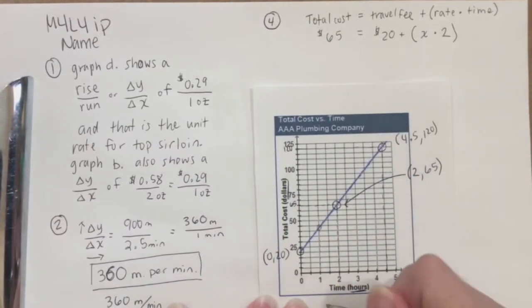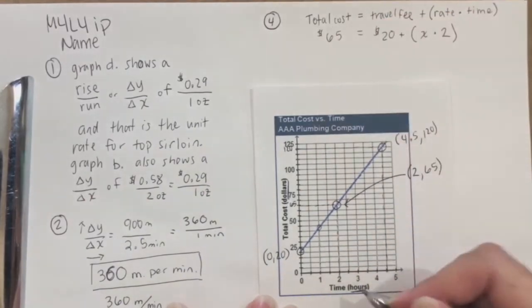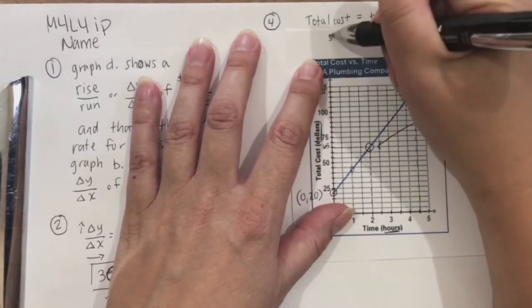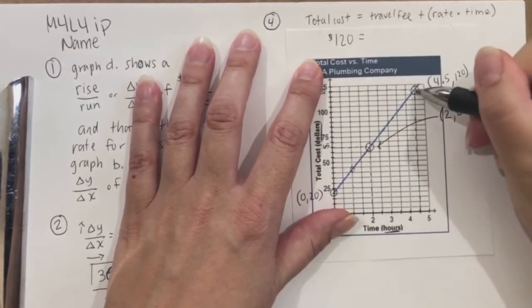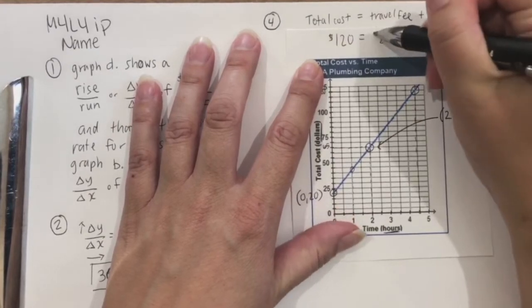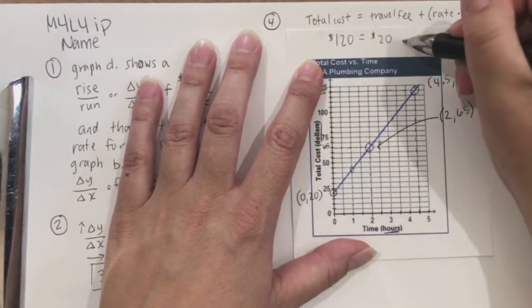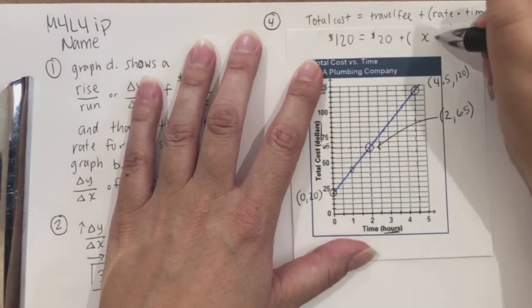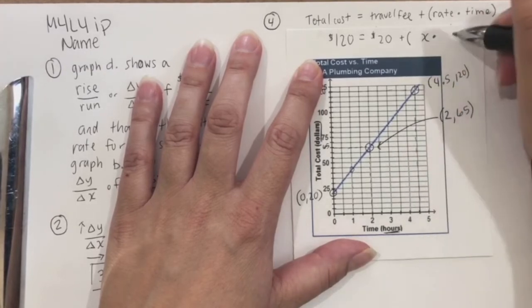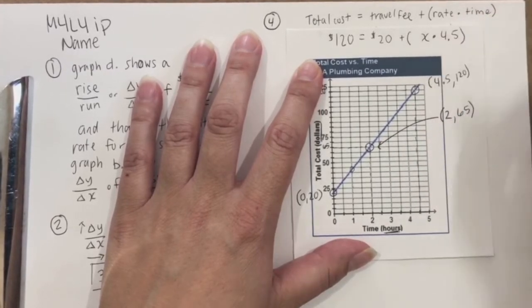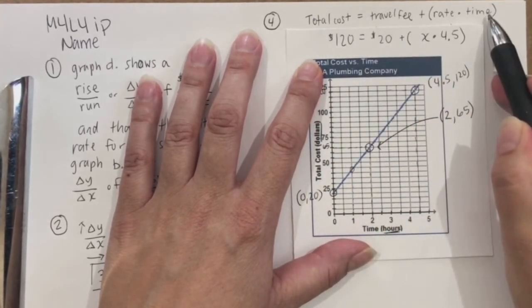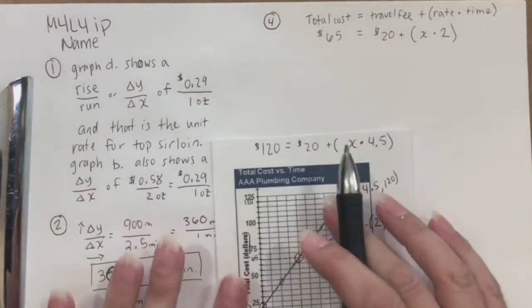So the total cost was 120 for this point. The travel fee still was $20, the fee just to show up, plus my rate, which I don't know, multiplied by the time, which was 4.5 hours. Okay, so see how we're using the point and then plugging it in to our equation? Good. At this point, we can solve the equation.